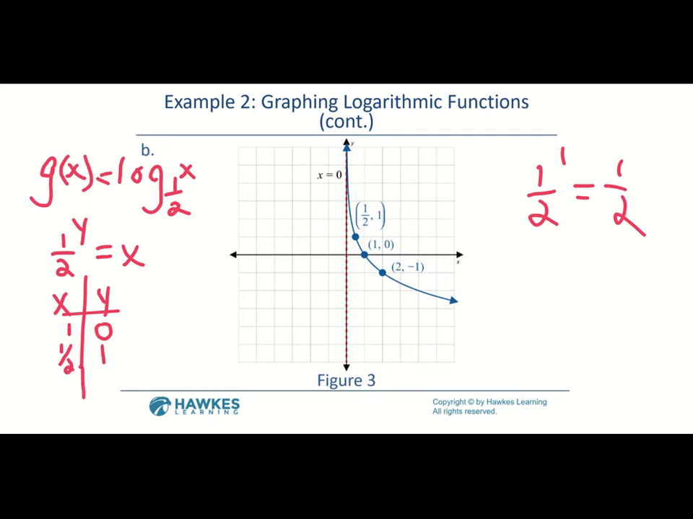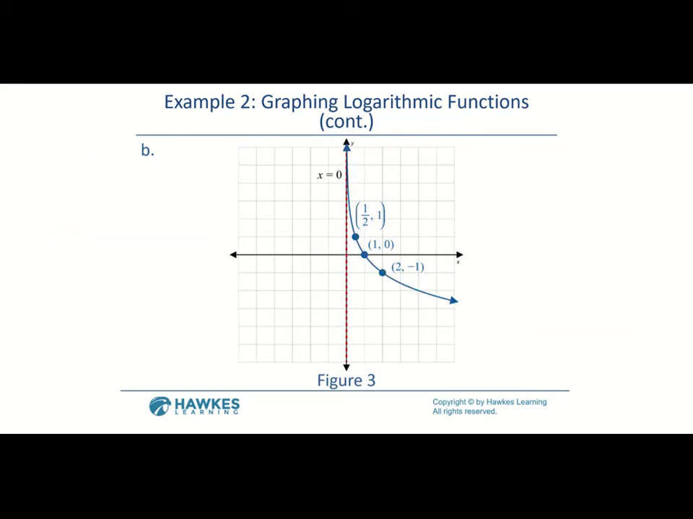And then our last one that we're going to look at, let's do negative 1. I believe it's on there. But 1/2 to the negative first power, we flip it and we end up with 2. And you can see those points are plotted there. And we have that vertical asymptote of the y-axis.